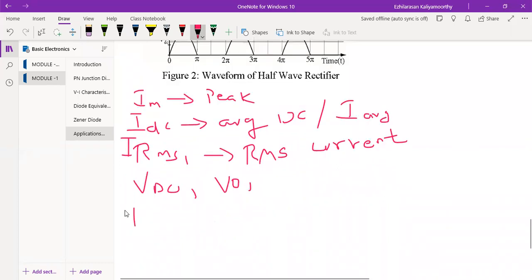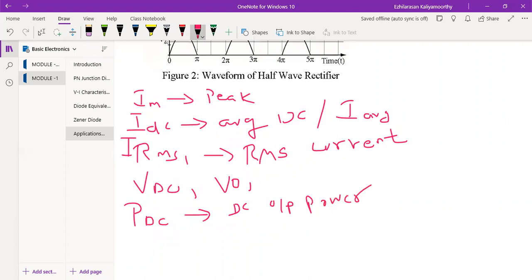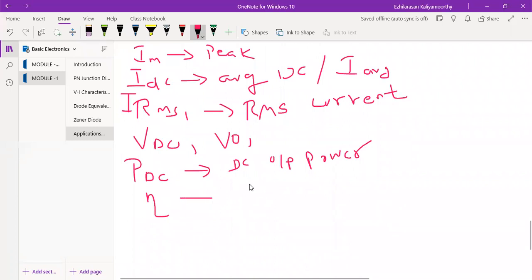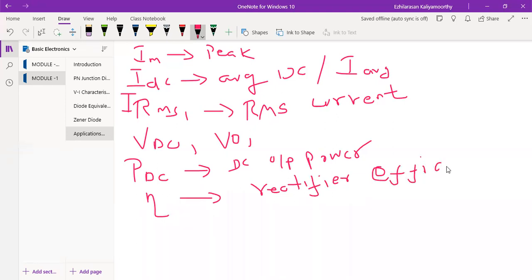Then we are going to calculate the PDC. That is nothing but the DC output power. This also we are going to calculate. Whatever we are going to calculate here is applicable everywhere. Next, we are going to calculate the rectifier efficiency. That is eta, nothing but the rectifier efficiency.